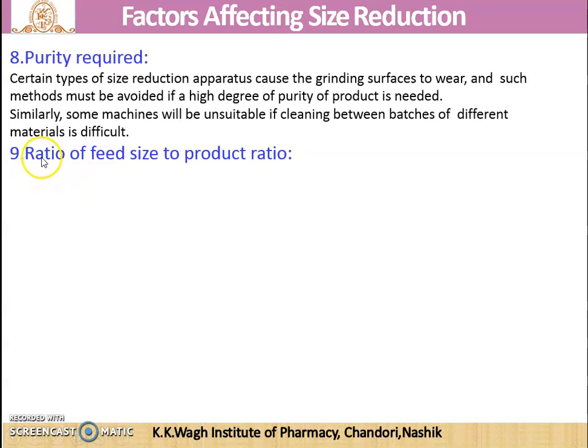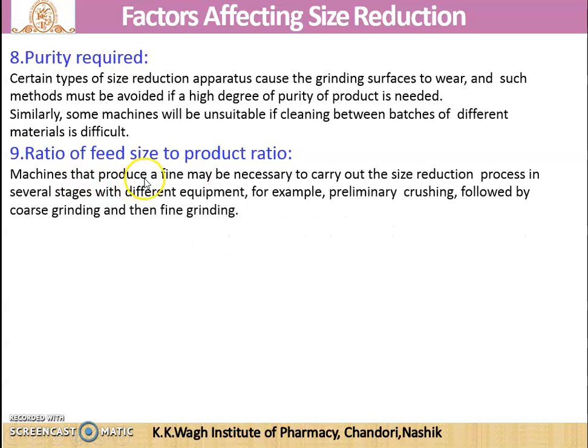The next factor is the ratio of the feed size to the product size. In this case, to get a fine product it may be necessary to carry out the size reduction process in several stages with different equipment. For example, preliminary crushing followed by coarse grinding and then fine grinding. If the ratio of the particle size is low, then we get more and more fine particles.